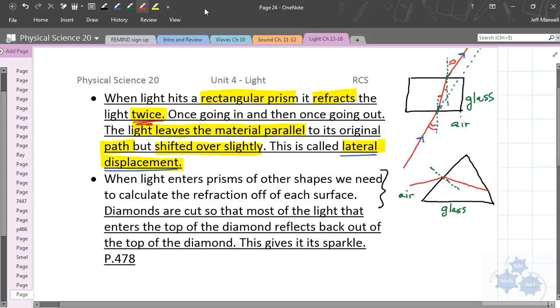all the way through. Now notice up here in the rectangular prism that the normals were parallel with each other. Here the normals are definitely not parallel. So that's a normal right there. It's 90 degrees to the surface. And because this angle is leaving glass into air, the angle of refraction is going to be quite a bit larger. And so you see how you get quite the bending of light here.